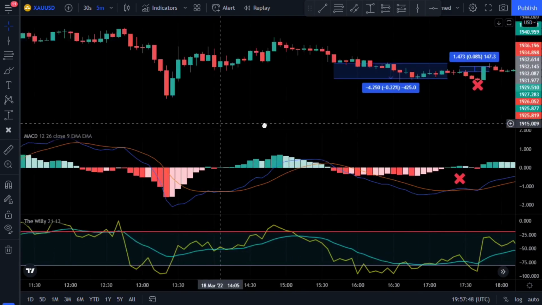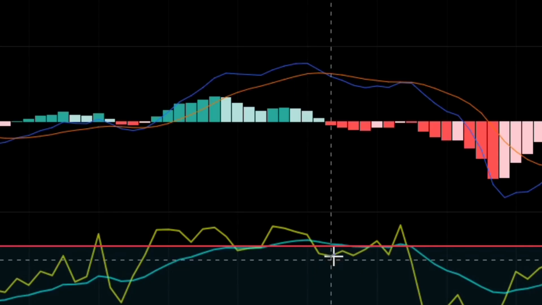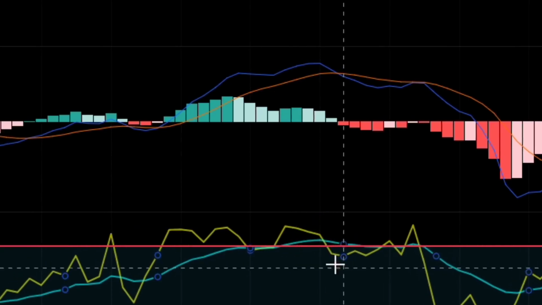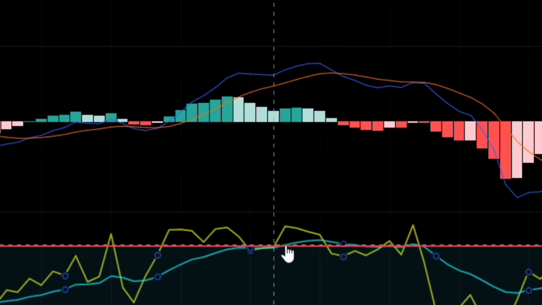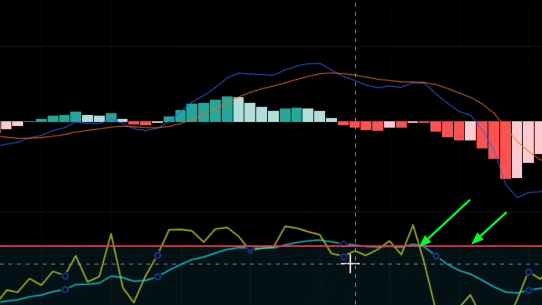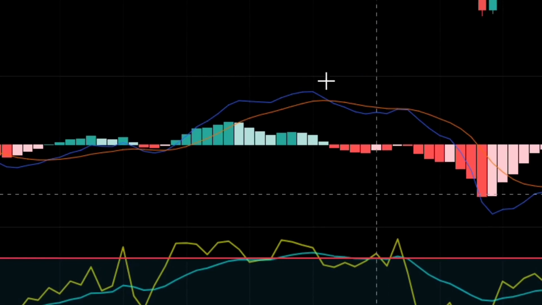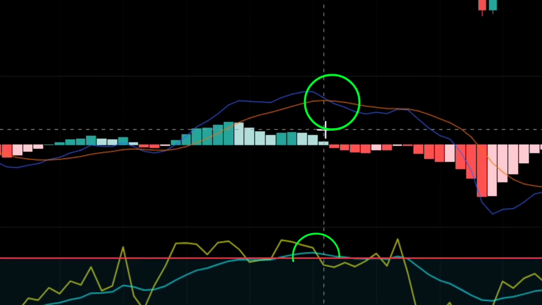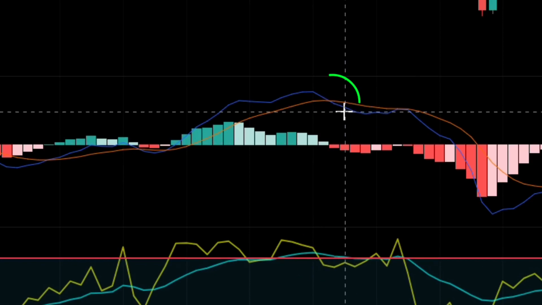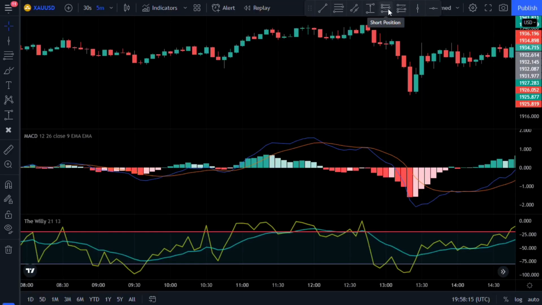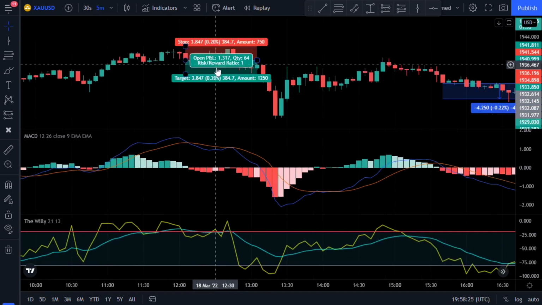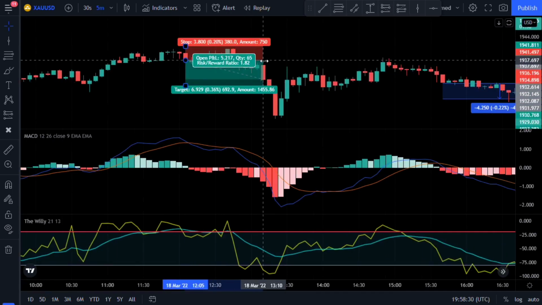First of all, let me explain how to use this indicator. Each time the yellow line crosses the blue line downwards, it issues a sell signal. If the blue and yellow line crosses the red horizontal line downwards, the sell signal is valid. At the same time, in the MACD indicator, if the cross occurs down, the sell short signal is valid. Here I open the sell position. Here was a successful deal and hit the target.